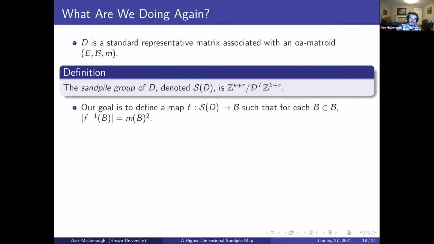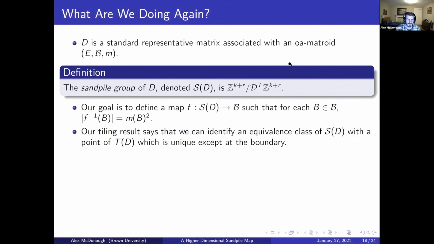So what we want to do is find a map from the Sandpile group to the bases, such that the preimage of each basis is multiplicity squared. And the nice thing about our tiling is that not only does this tile space, but it tiles space by shifting it by the rows of fancy D. So that means that each point on the tile, for each copy of it, is going to look the same with respect to the Sandpile group. We really only have to look at one tile, and that's the fundamental region that we care about for the Sandpile group.